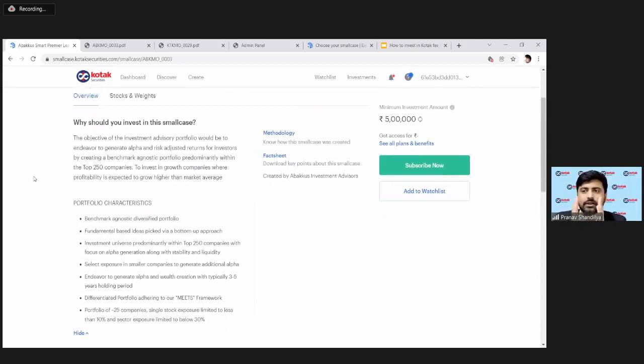So the first benefit, or the first category, the first important consideration that Abacus Investment Advisors is giving to this portfolio is that this is a benchmark agnostic portfolio. What a benchmark agnostic portfolio is that when they're basically taking up stocks to include in this particular basket, they are not going to consider what returns the benchmark is giving and so on.